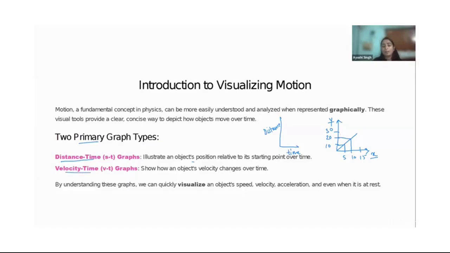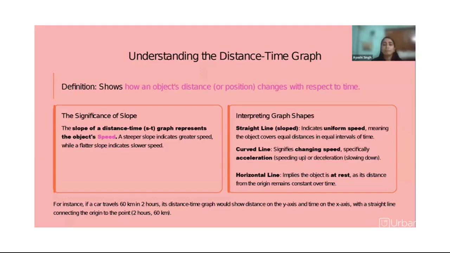Another is the velocity time graph. So this shows how an object's velocity changes over time. That means it was first moving at 5 meter per second, then started moving at 10 meter per second. So this will be shown in the velocity time graph. Now to understand it better, let's just go to another slide quickly. Now, first we'll talk about the distance time graph. So let me just take the annotate.